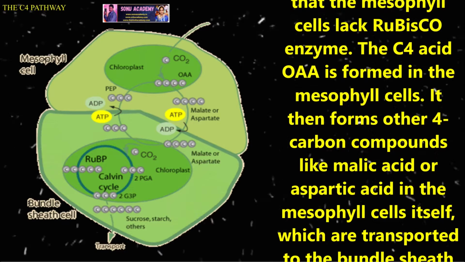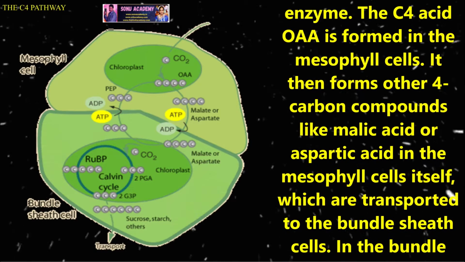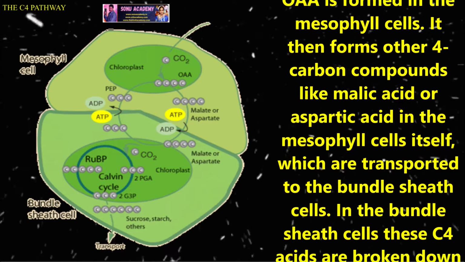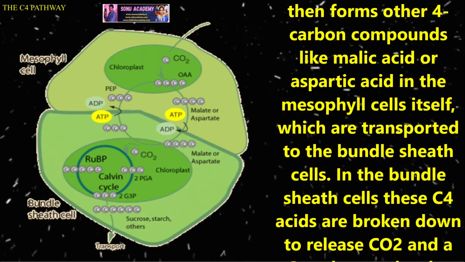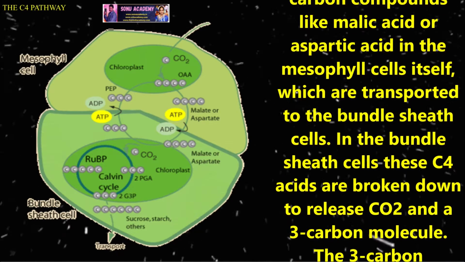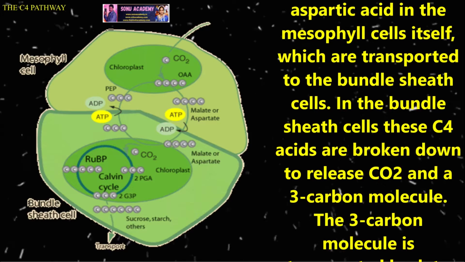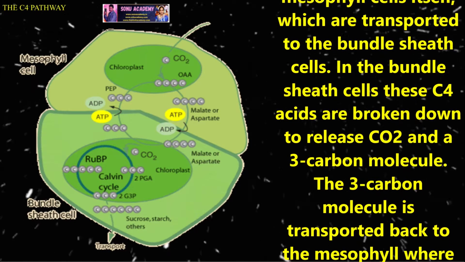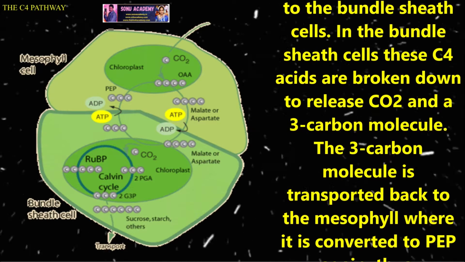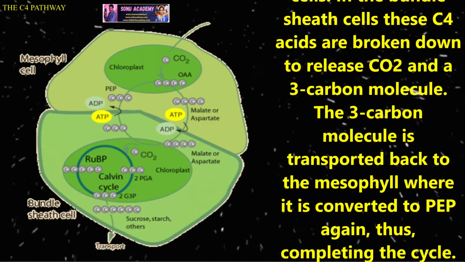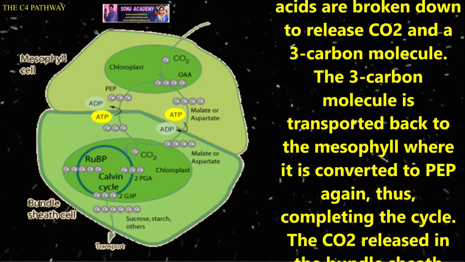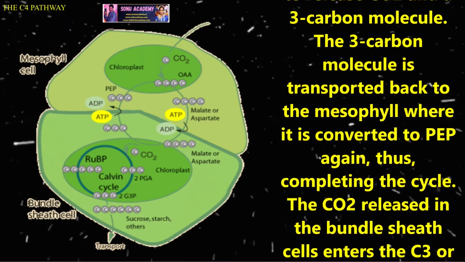The C4 acid OAA is formed in the mesophyll cells. It then forms other 4-carbon compounds like malic acid and aspartic acid in the mesophyll cells itself, which are transported to the bundle sheath cells. In the bundle sheath cells, these C4 acids are broken down to release CO2 and 3-carbon molecules.